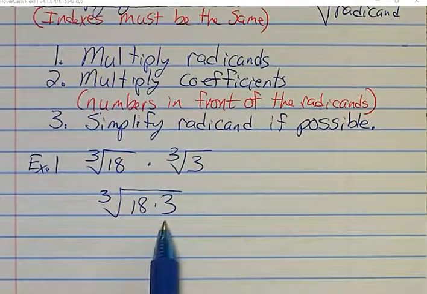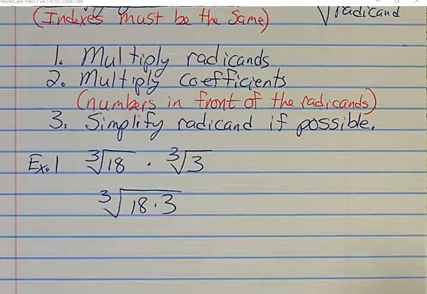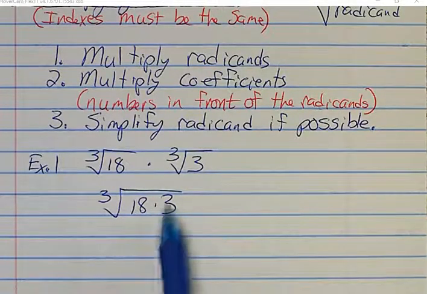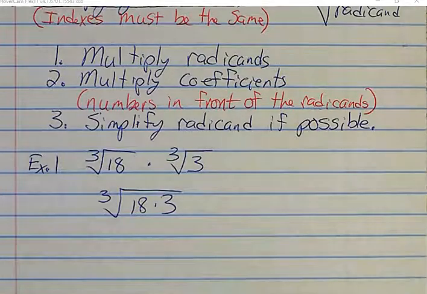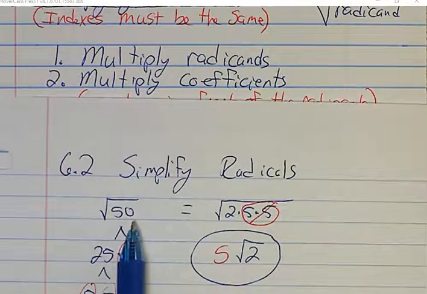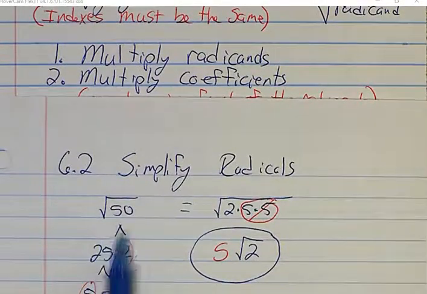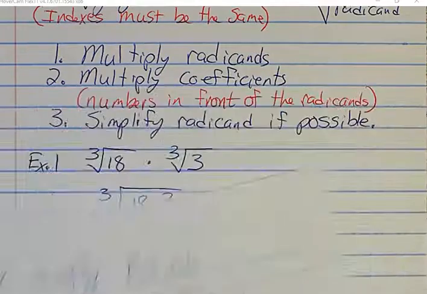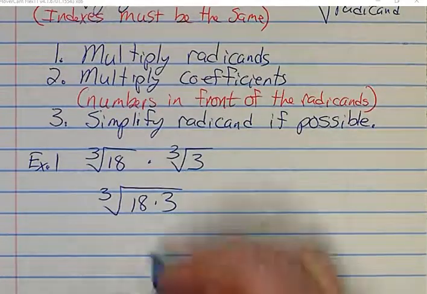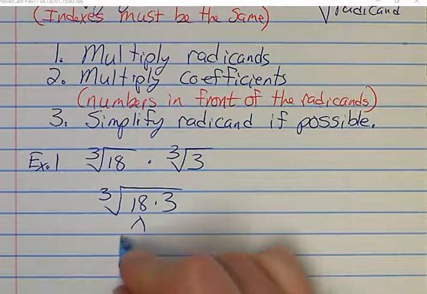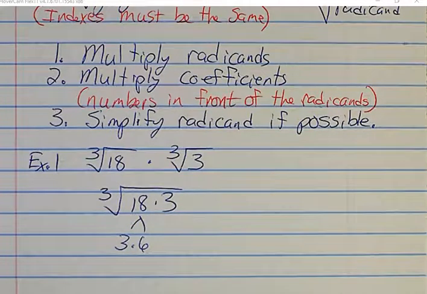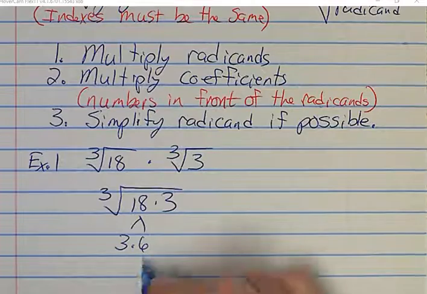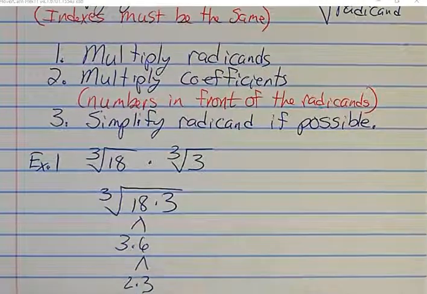When we do 18 times 3, that would be 54, but you don't have to write the 54 because we're going to break these down just like we did with these. We've got to break it down so it's in simplest form as far as prime numbers go. So we're just going to leave this as 18 times 3 and just start breaking down the 18 here. So 18 would be 3 times 6. 6 would be 2 times 3.